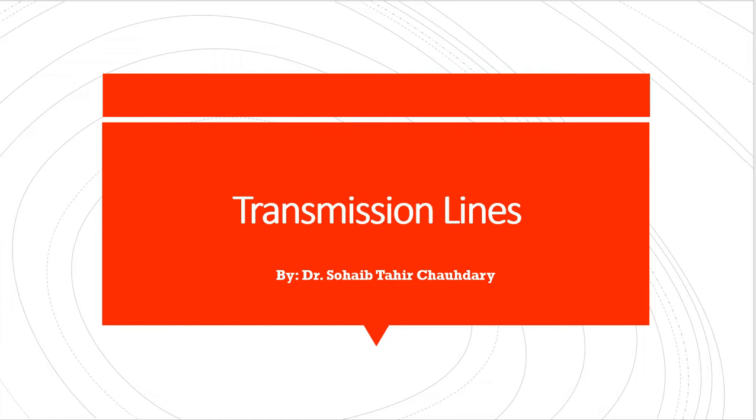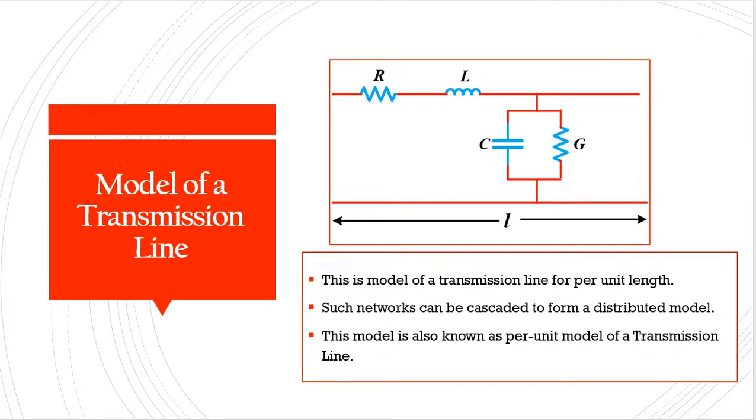In the last lecture, we came to know how we can draw the fundamental model of a transmission line for per unit length. How does it look? It looks like this model in which R and L, both of these components, are connected in series, while C, capacitance, and G, that is conductance, are both connected in shunt, right.